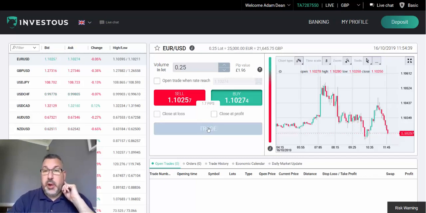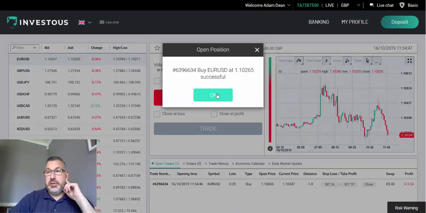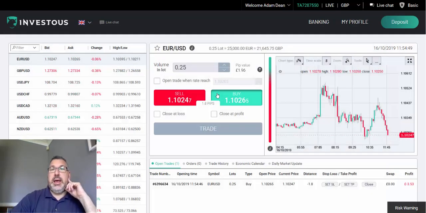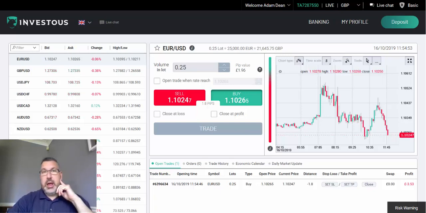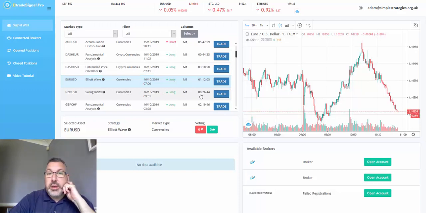Like I say, I'm not setting the profit and loss. You can do if you want to leave it on your computer, if you want to set profit and loss, that's fine. I'm not setting it because I can sit and watch. So that's that one open. And we'll do another one. We've got New Zealand dollar, US dollar right underneath, that's another call trade.